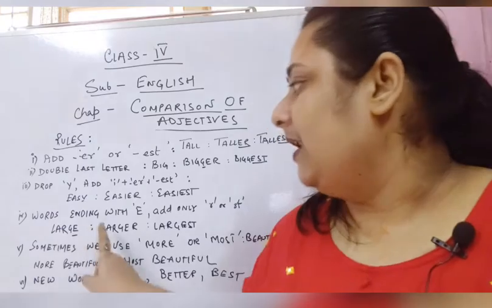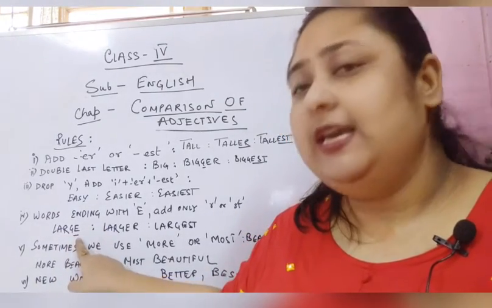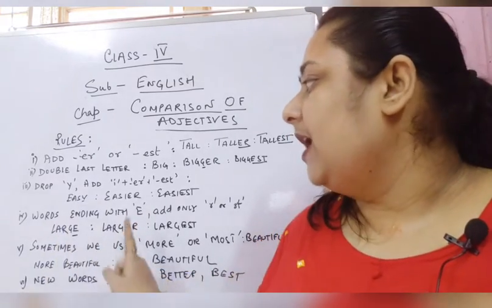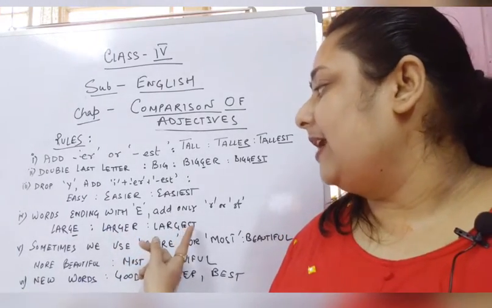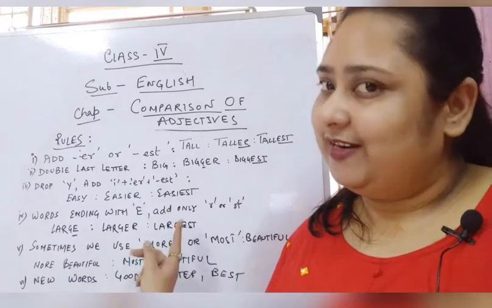For example, large. Large is the positive degree which ends with E. We just add R at the end. So large becomes larger in case of comparative degree, and for largest we add ST at the end. It becomes largest in superlative degree.